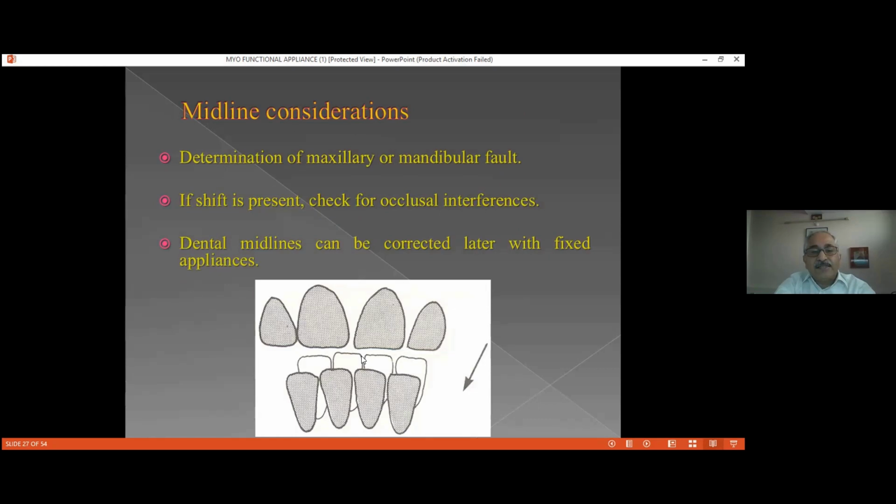While the mandible is more under the influence of the posterior inclines, it can shift a bit. Now, this midline can be corrected with an appliance. This particular width can be corrected by means of myofunctional appliances. And if it is truly a dental midline, it has to be corrected by a fixed appliance.